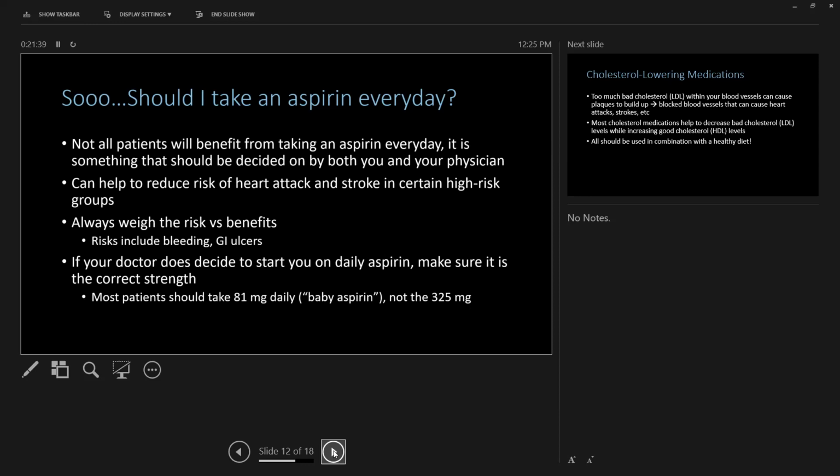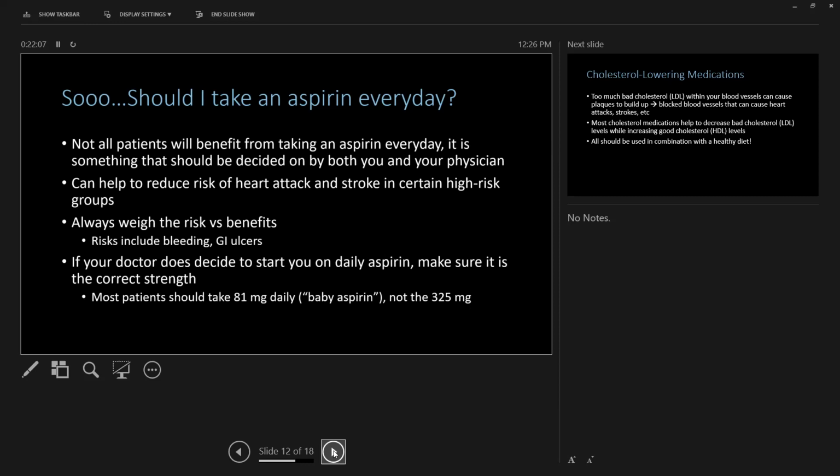And then if you do speak to your doctor, and you decide that the benefits definitely outweigh the risks, let's go ahead and start an aspirin. Make sure you also clarify what dose your physician is wanting you to start. There are 2 strengths of aspirin available on the market. You have your 81 milligrams and then your full dose 325 milligrams. The vast majority of patients should just be on an 81 milligram tablet daily.